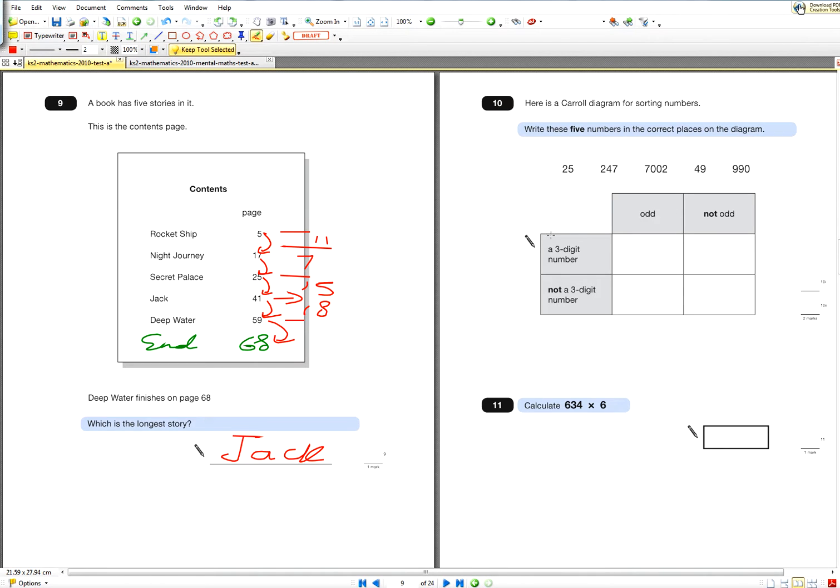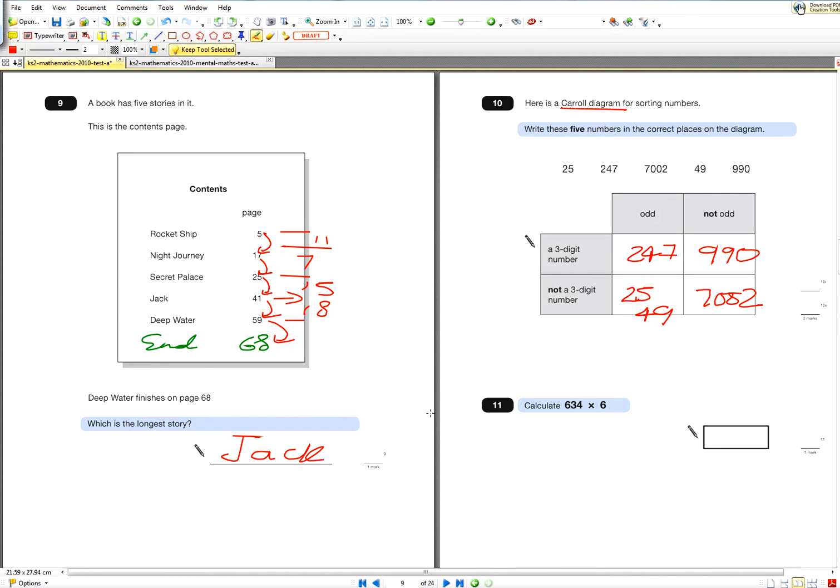Number 10. Okay, number 10. Here is a Carroll diagram. We call it two-way diagram as well. For sorting numbers, put them in the right place. So it's got to be odd and 3 digits. What goes here? 247, 25 and 49. So we have here 990. 7,002 goes here. Are you happy with those numbers? To get 2 marks, everything needs to be in the right place. If one number is out of place, only one number, then you get 1. If more than one mistake, you get nothing.